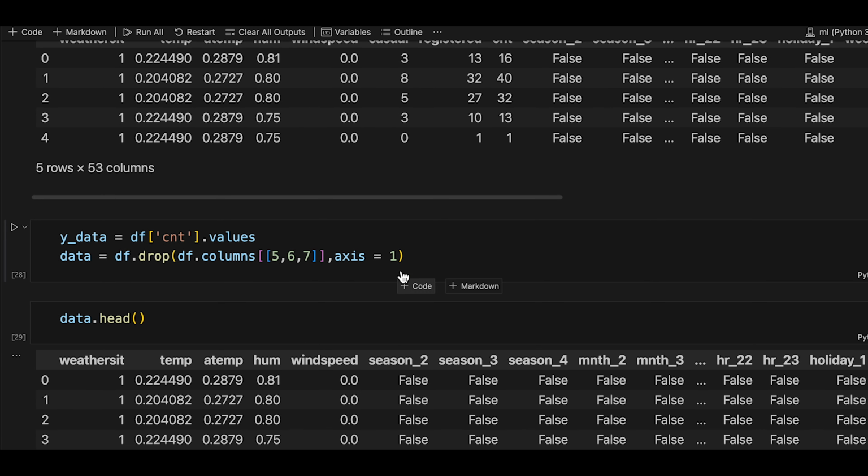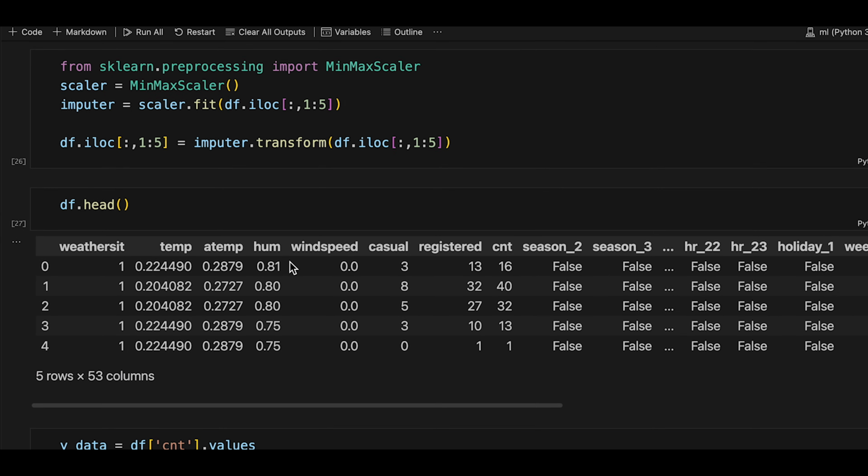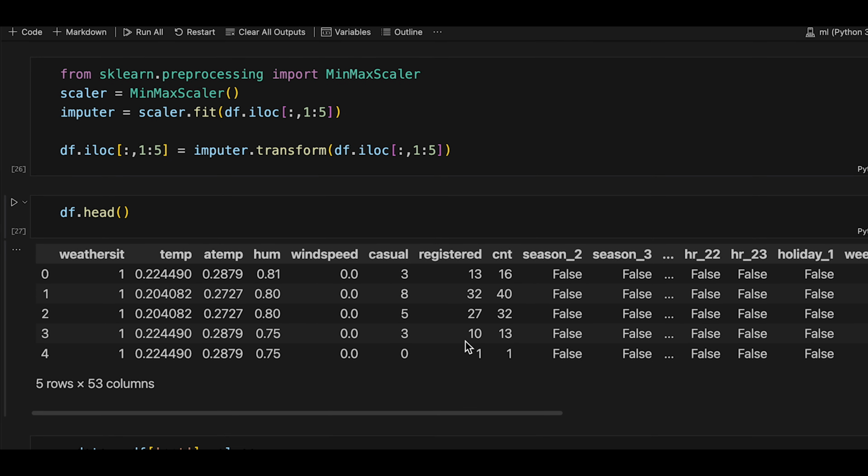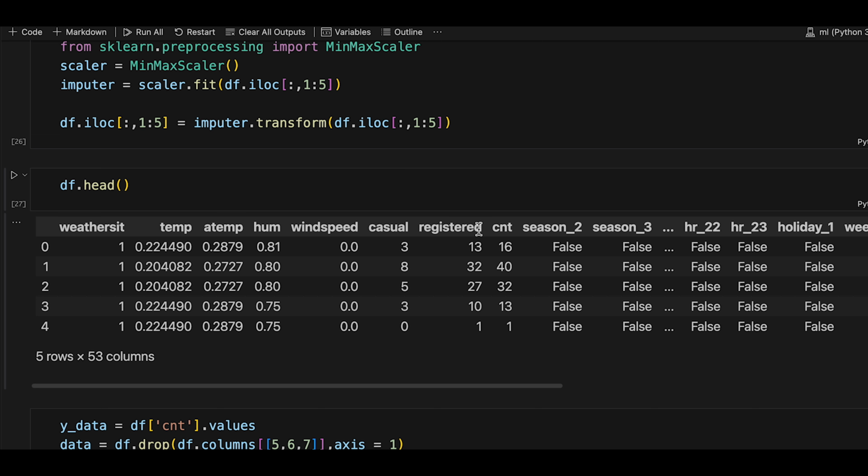And after this, in y, we'll be placing our output column, and we'll be removing that column. Along with that column, if you carefully observe, we are removing 2 other columns. Those are casual and registered. And why are we doing this? That is because if you carefully observe, these casual and registered, if we just sum up, we'll be getting the answer. Okay, so that means that basically these are part of the output.